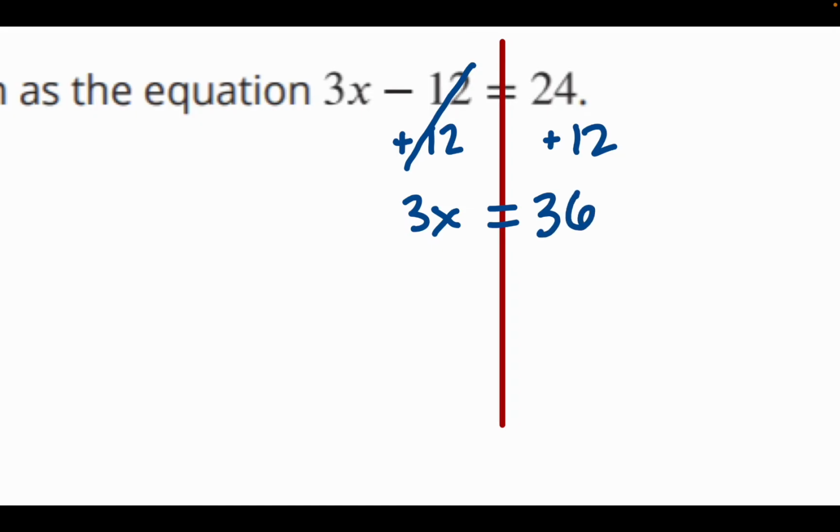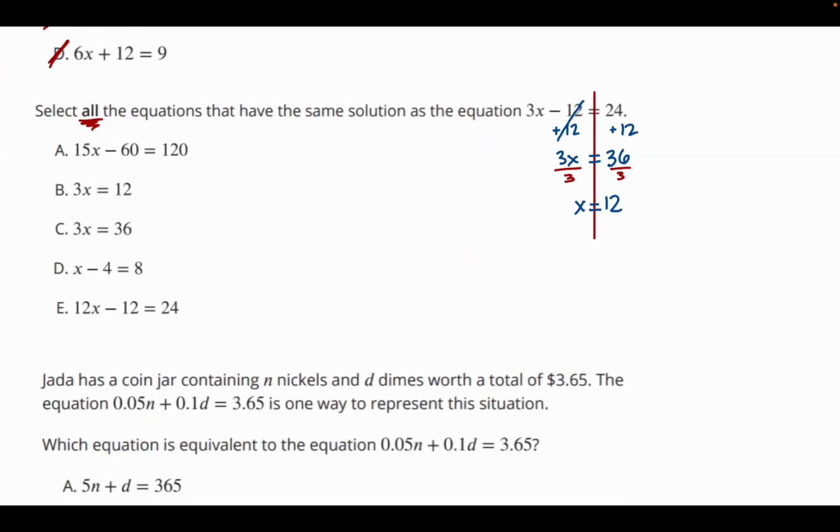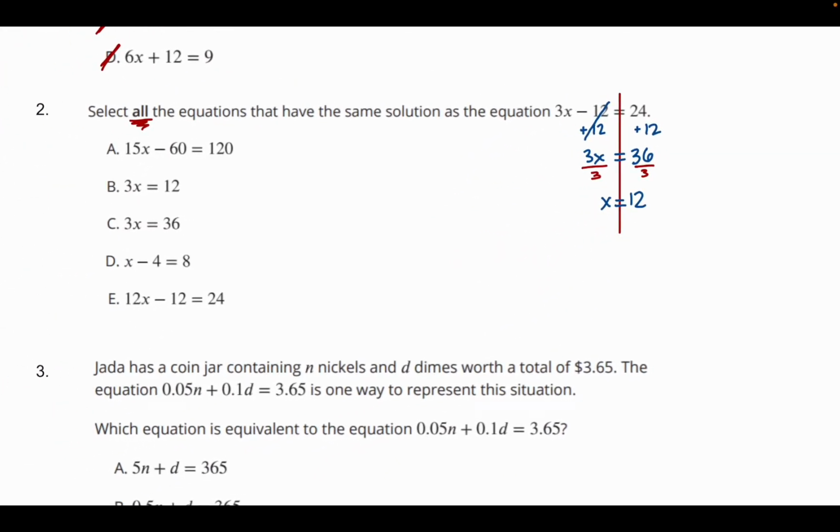Then if we were to do another step here, we would divide both sides by 3, and that would give us x is equal to 12. But 3x equals 36, I actually see that as one of my options. So like I said, sometimes our steps in solving things, as long as we're keeping it balanced, are going to be our answers as well here. So I'm going to select this one, but that is not my only answer.